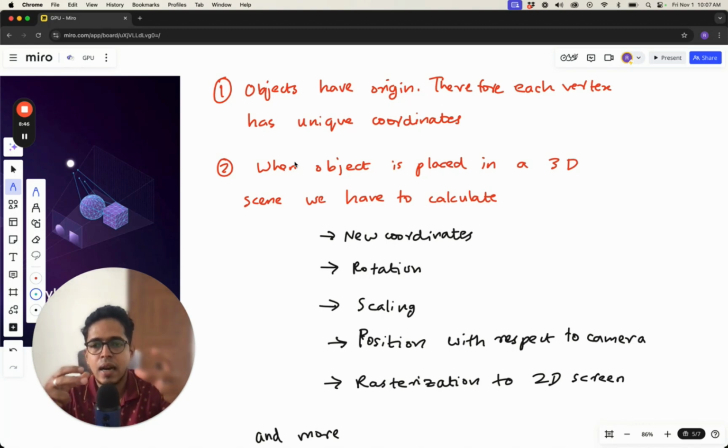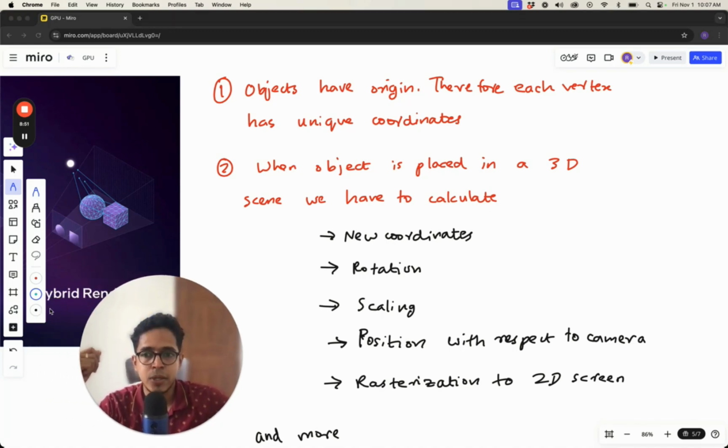But then when this car is placed in an actual scene, it will have a certain size with respect to the rest of the things in the scene. Maybe the car is a toy car. Maybe the car is an actual scale car. So we have to calculate a few things for the car when we place it in the scene.